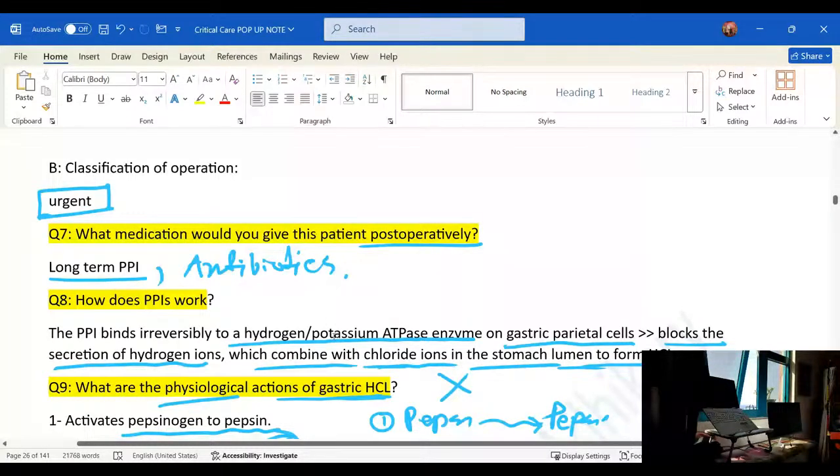Long-term PPI, antiemetics, antibiotics.